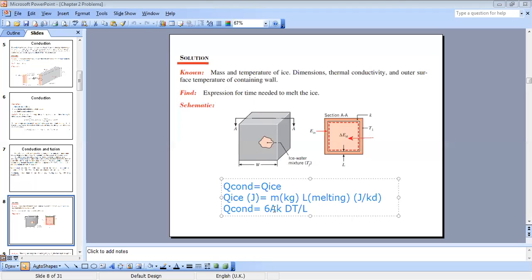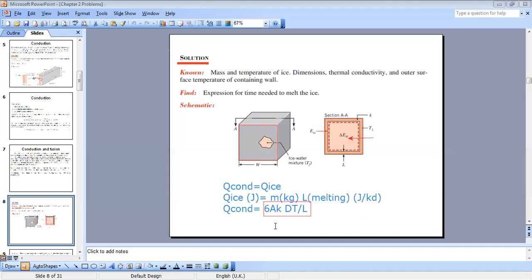First, why is it 6A? Because it's a cube, and conduction takes place over the 6 sides. This is why it's 6 times the area of each side, and the area of each side is W squared. Mass, you think? No, not the mass. Look, when you do 6A times K times delta T over L, this gives you what? What is the unit of this term?